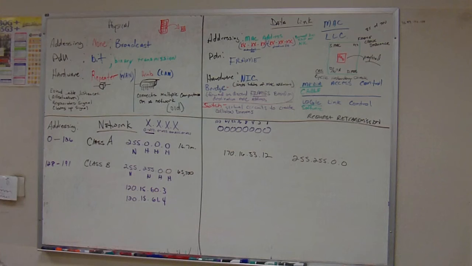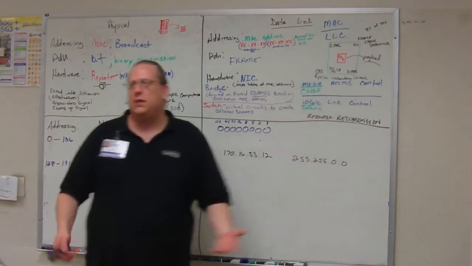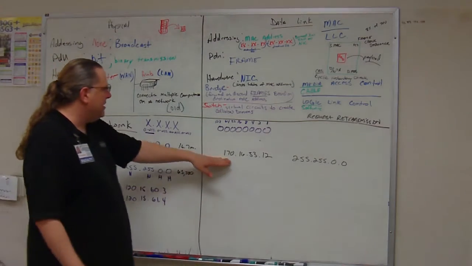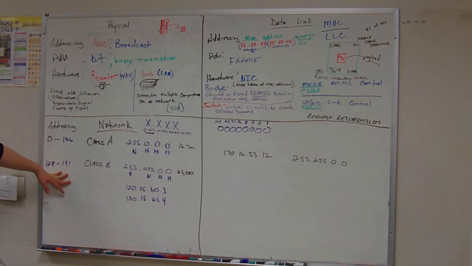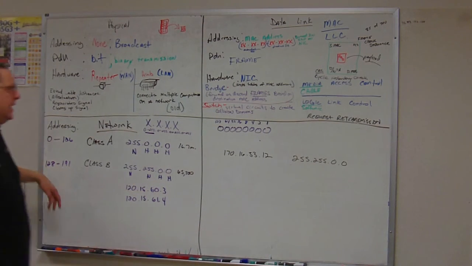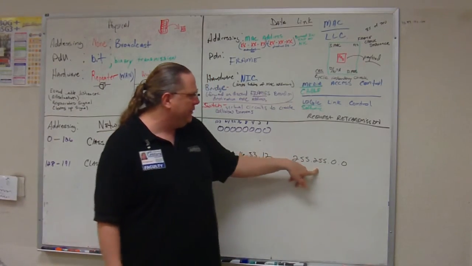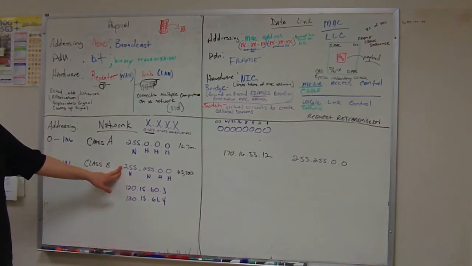If you assign an IP address to a computer, or if you're looking at the IP address of a computer, you need to know what the subnet mask is if you want to know how that network has been organized. Now, this number is 170. Does it fall in the range of Class B? Yes, it does. And its subnet mask is 255.255.0.0. Is that the default subnet mask for a Class B? Yes.